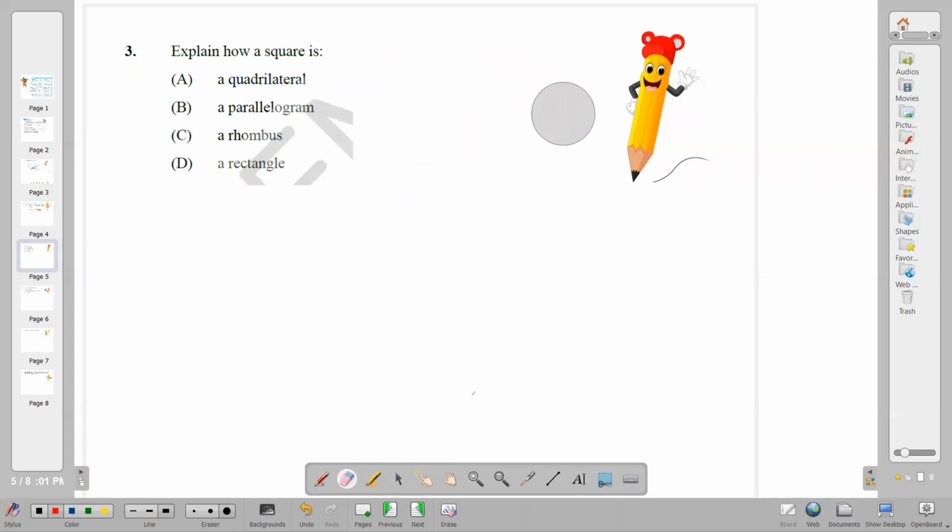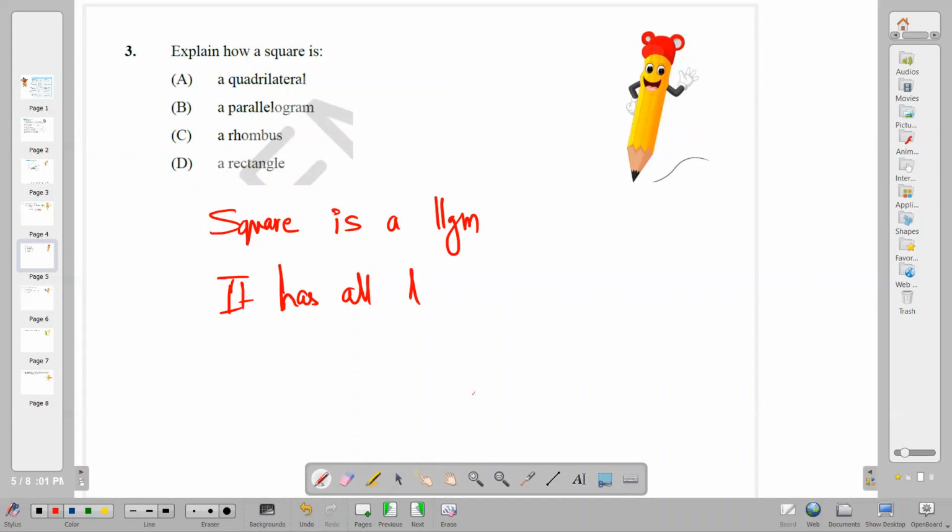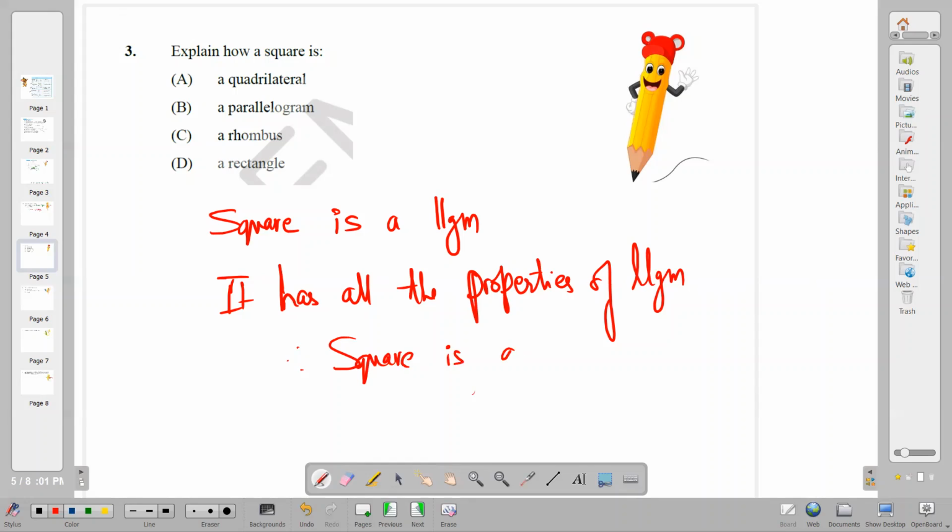Next, second one देखो. Explain how a square is a parallelogram. Square is a parallelogram. कैसे करेंगे हम? Already हमने properties में देखा है. Square has all the properties of parallelogram. Therefore, square is a parallelogram. Simple. As it has all the properties of parallelogram. Therefore, square is a parallelogram. Simple.